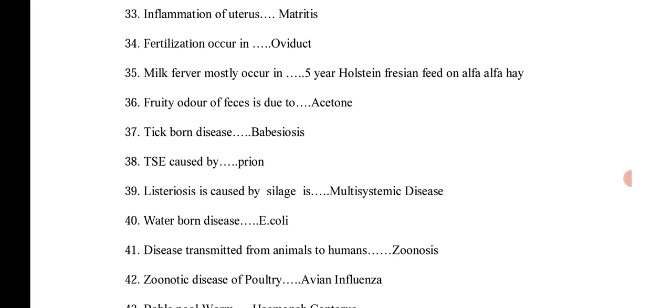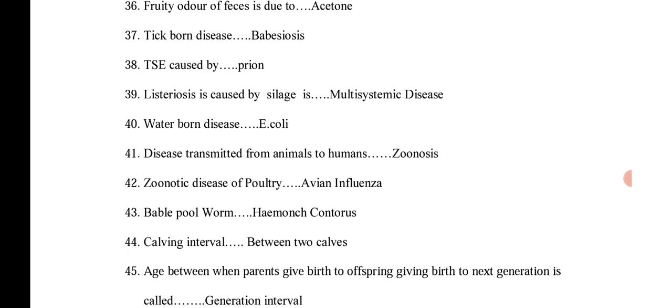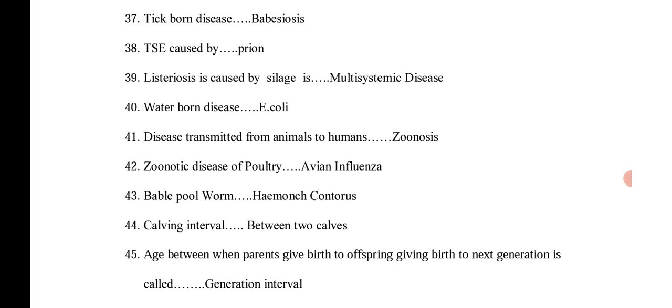Tick-borne disease is babesiosis. Transmissible spongiform encephalopathy is caused by prion. Listeriosis is caused by silage and is a multisystemic disease. Waterborne disease: E. coli is present everywhere in contaminated water, so it's a waterborne disease. Disease transmitted from animal to humans is zoonosis, and from humans to animals is anthropozoonosis. Zoonotic disease of poultry is avian influenza.